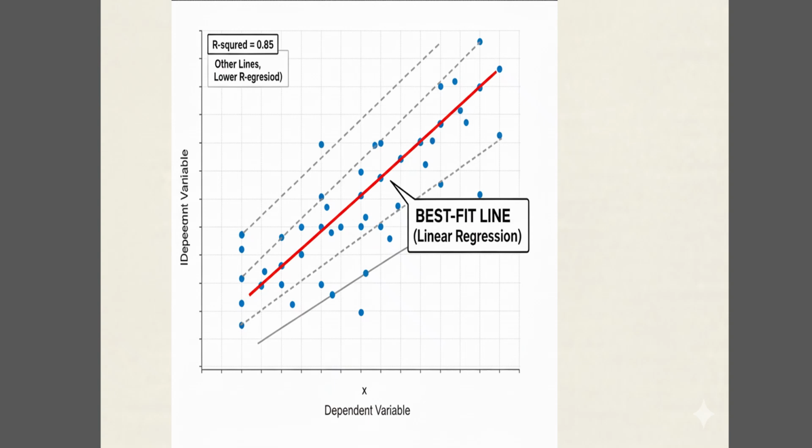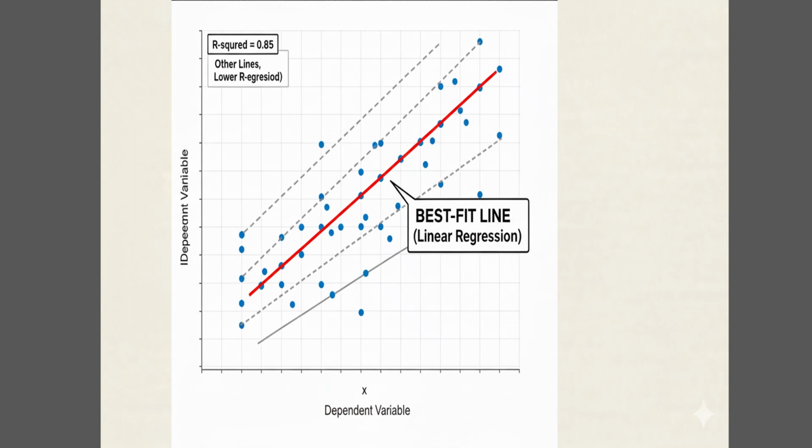Now that leads to a great question: how do we know if our line is a good fit or not? Because you can draw a bunch of different lines, like these gray dashed ones you can see. So at this point, there is a metric called R squared.